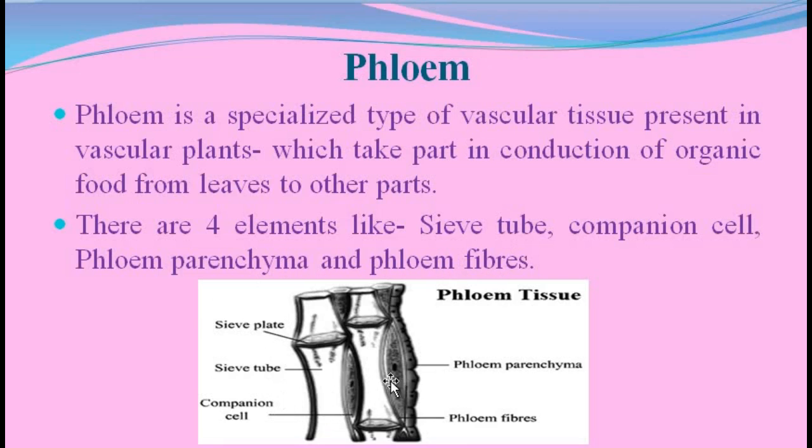In this figure we can see all the 4 elements of phloem. This is a companion cell, this is a sieve tube, this is phloem parenchyma. All these 3, sieve tube, companion cell and phloem parenchyma, are living in a phloem tissue, whereas the phloem fiber is the dead tissue.